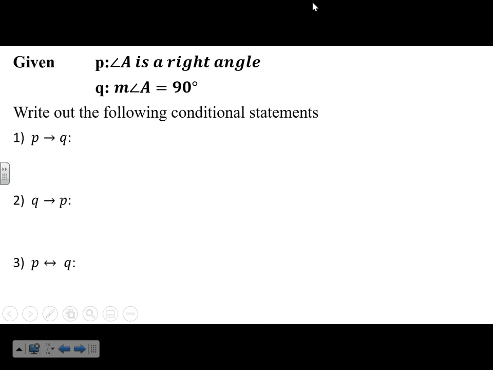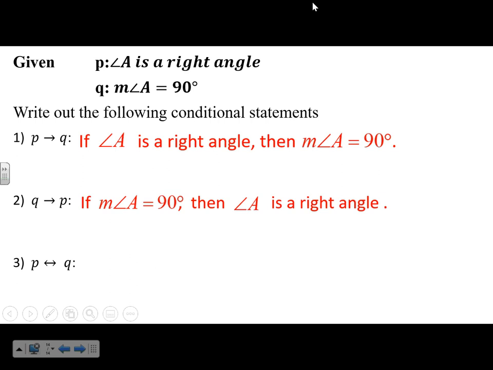Now the next one, if you don't like to write these symbols, you can also write out the words. So that says angle A is a right angle, and then Q is the measure of angle A is 90 degrees. So the conditional, if angle A is a right angle, then the measure of angle A is 90 degrees. The converse, if the measure of angle A is 90 degrees, then A is a right angle. And the biconditional, angle A is a right angle if and only if the measure of angle A is 90.